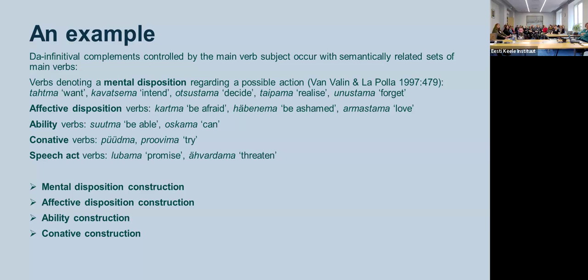So this syntactic pattern, the infinitival complement controlled by the main verb subject, could be described as a single argument structure construction, which is polysemous with a series of related meanings, or potentially as a series of related constructions. This is something we still need more analysis to decide which is the better approach. But for now, we chose as an example the mental disposition construction, and to think about what information should be contained in the constructicon entry for this construction.